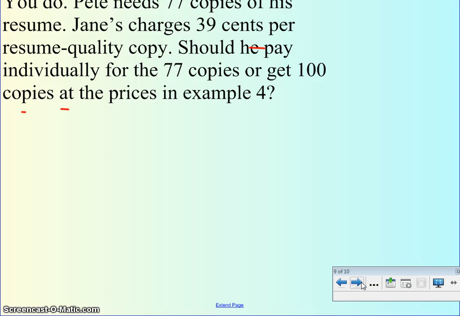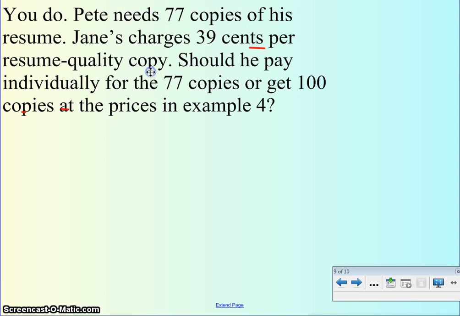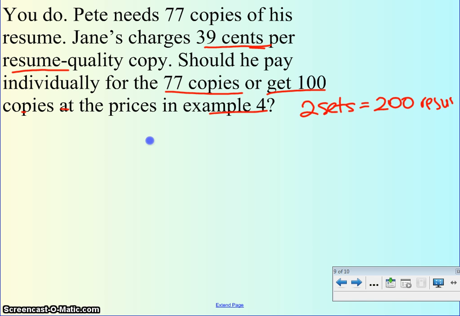All right, finally, it says Pete needs 77 copies of his resume. James charges 39 cents per resume quality copy. Should he pay individually for the 77 copies or get 100 copies at the price in example 4? Well, we know in example 4 he actually got 2 sets, which equals 200 resumes, so he actually gets 100 more, or double what it's talking about here, and it was $29.50 for those 2 sets.